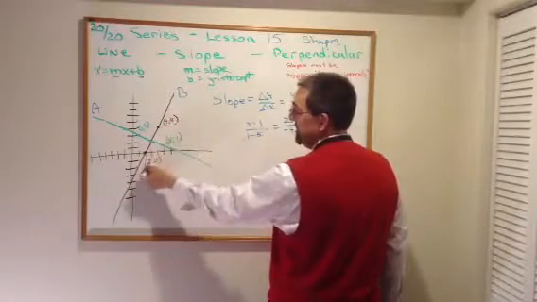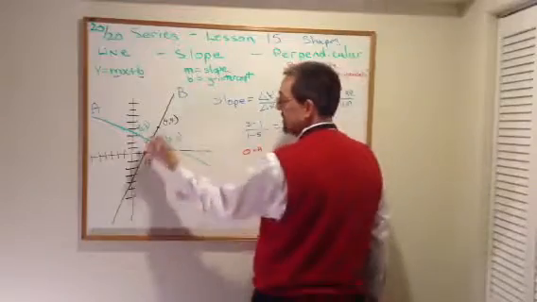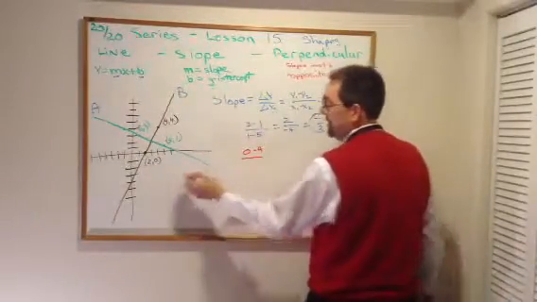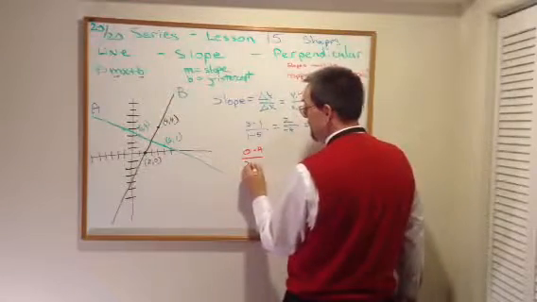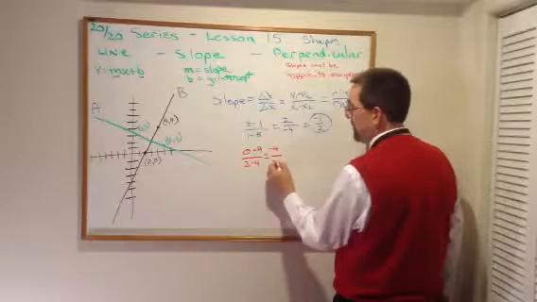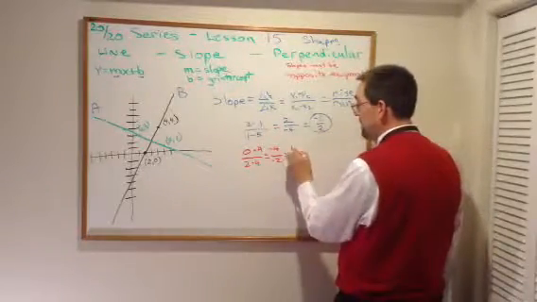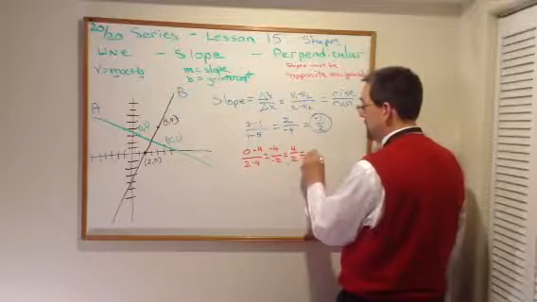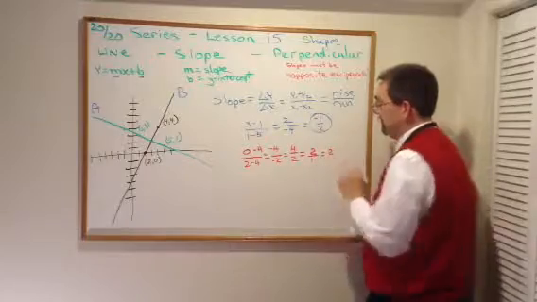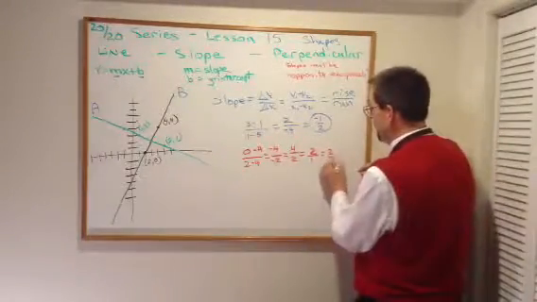The change in the y's, and always go the same direction. 0 minus the 4. The x's, 2 minus the 4. We have a negative 4 over a negative 2. Negative over a negative is a positive. So our final answer is indeed 2 over 1, or 2. Anytime you just have a number 2, it's just like 2 over 1.